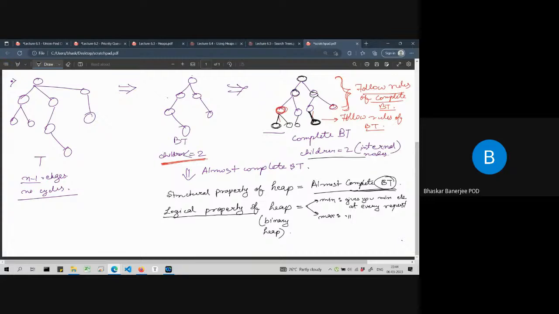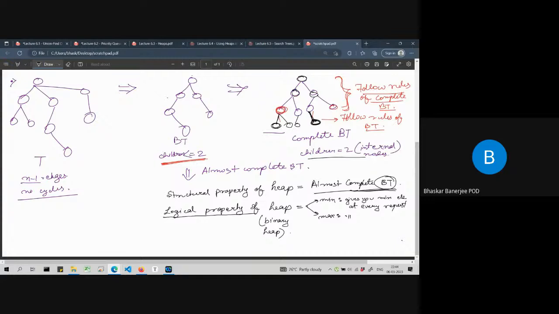So that's the point. Keep in mind our main focus in discussing heaps or priority queues: I want the smallest element in the data set at the current time, or the largest element in the data set at the current time. That's why we call it priority. I'm prioritizing the element with the smallest value or the largest value, whichever it is. So this is the logical property of heap.